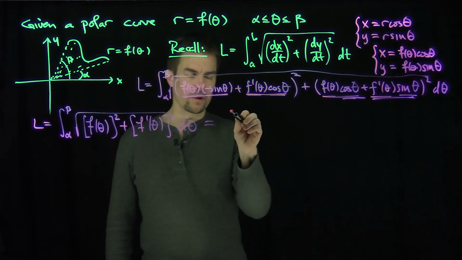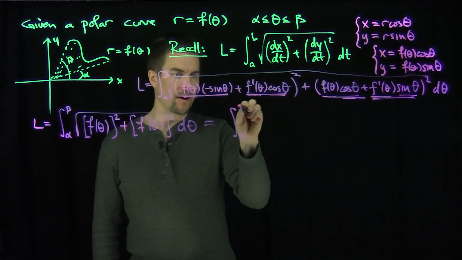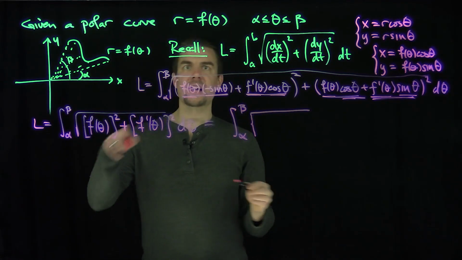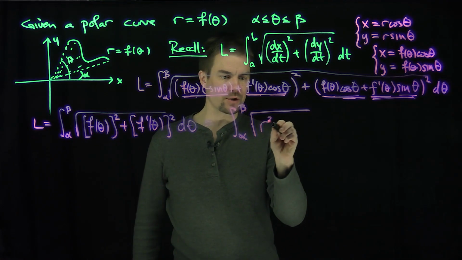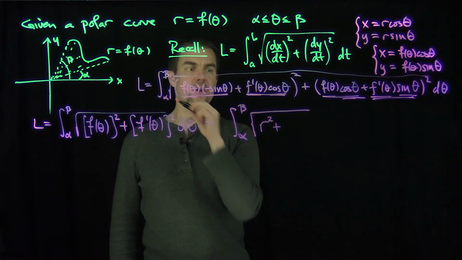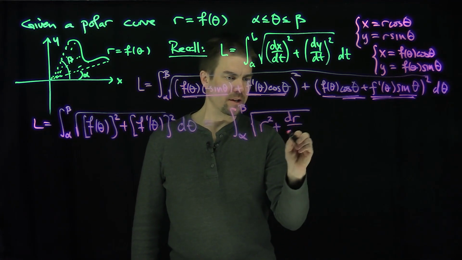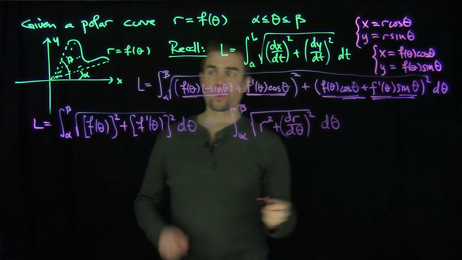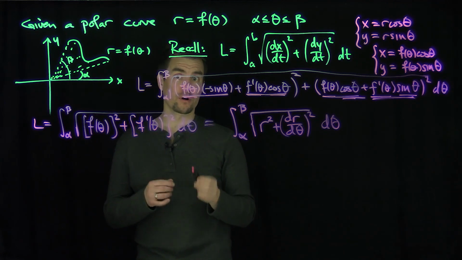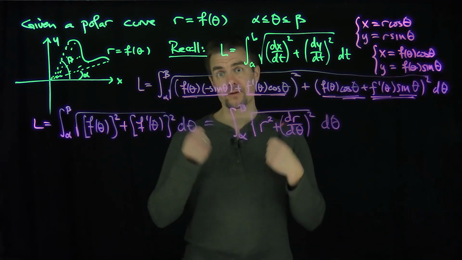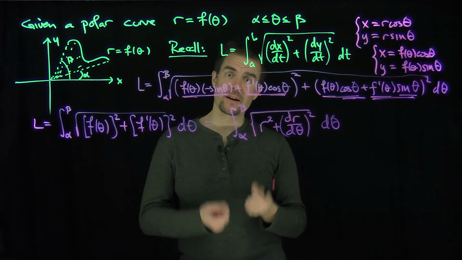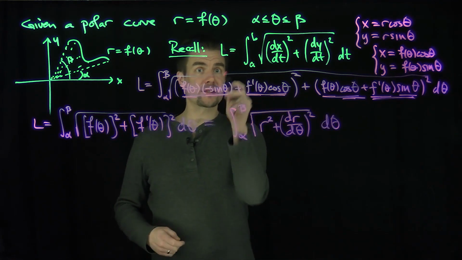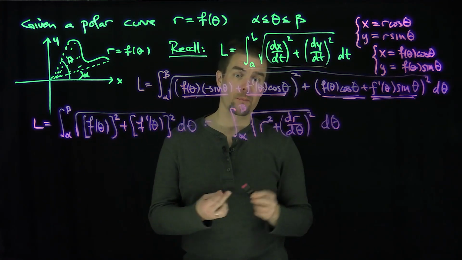And oftentimes it's written like this to simplify it, as the integral from alpha to beta of the square root of, well, what is f of theta? f of theta is equal to r, so you write r squared plus (dr/d theta) quantity squared d theta, and this will give us the arc length of that polar curve. I take the function f of theta, square it, take the derivative of f of theta, square that, add those together, square root, integrate, and you get the arc length. That's stemming from the what? That's stemming from the original arc length formula.